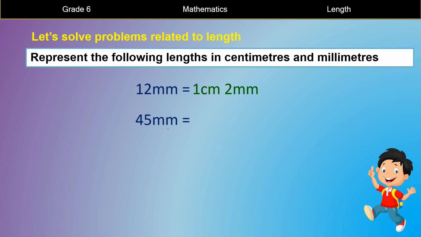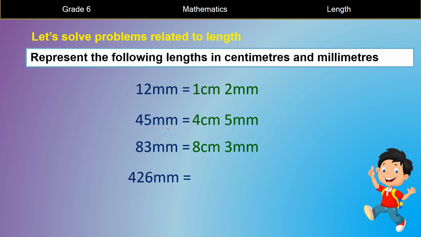Similarly, 45 millimeters is 40 plus 5, that means 4 centimeters and 5 millimeters. 83 millimeters is 80 plus 3, so 8 centimeters and 3 millimeters. 426 millimeters is 420 plus 6, so it's 42 centimeters and 6 millimeters.